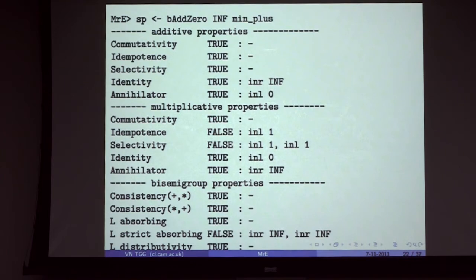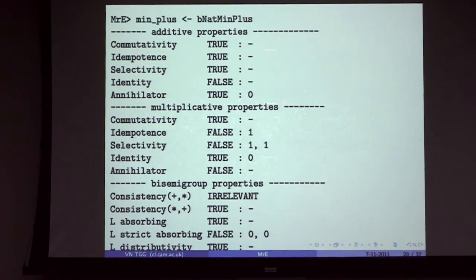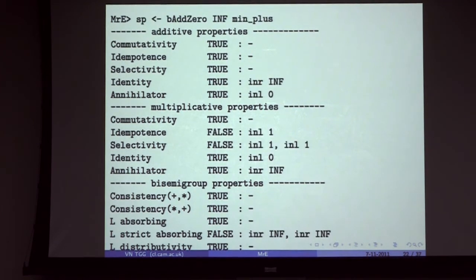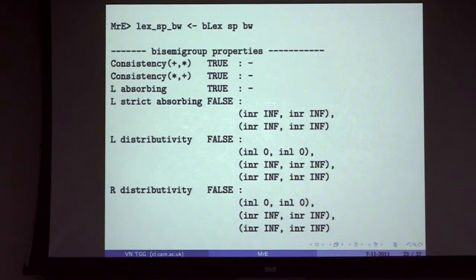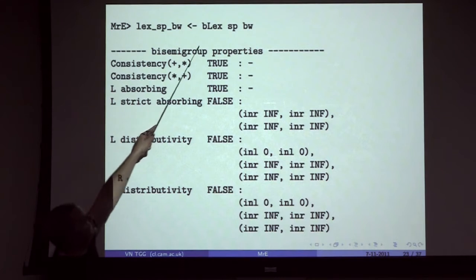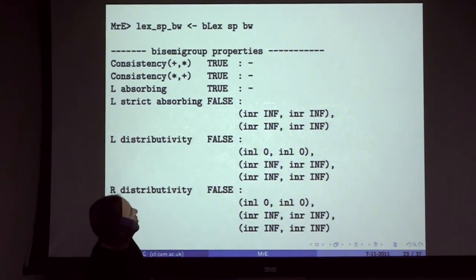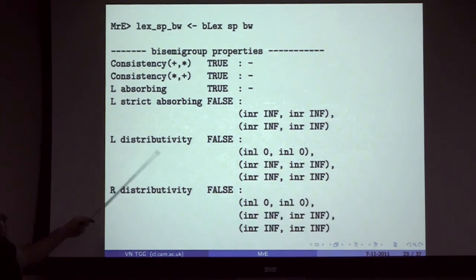We add 0 to, so what I did is I added 1 to max min, and I added 0 to min plus. Now, both of these things are semirings. They have all the properties of semirings. Now I want to put them together in a lexicographic product. Boom, here I put them together in this lex product. I just defined SP, shortest path, and bandwidth, these are two semirings, and I do the lex product. Ooh, they're not distributive.